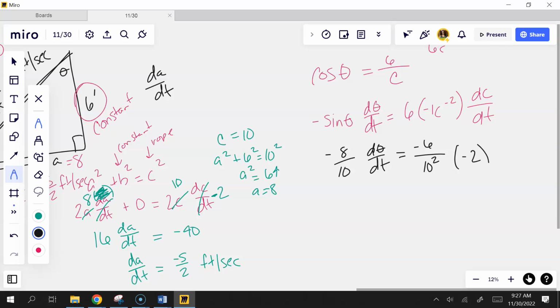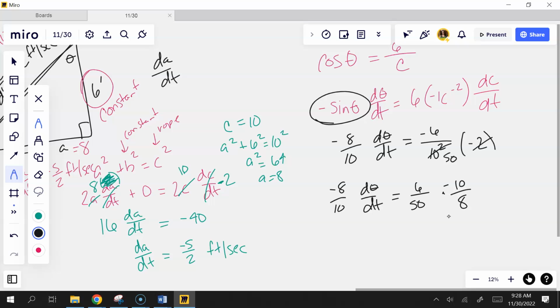So what y'all got? Or y'all didn't get this one? Did not get this one. Sine of theta from that triangle. I'm going to go 6 over 50, and I'm going to multiply by the reciprocal. Let's see. 5, 4, 3. 3 over 20, negative. I hope that's what they got. Radians per second.